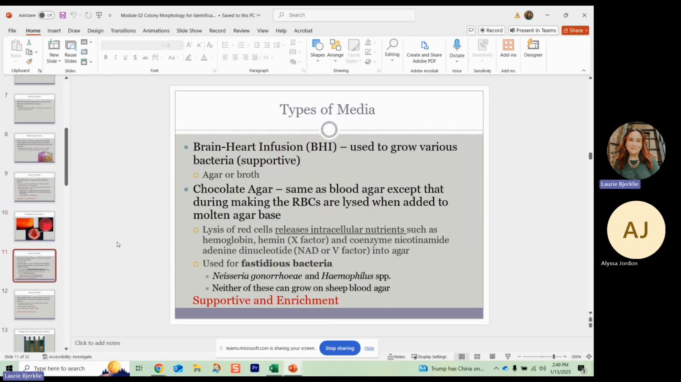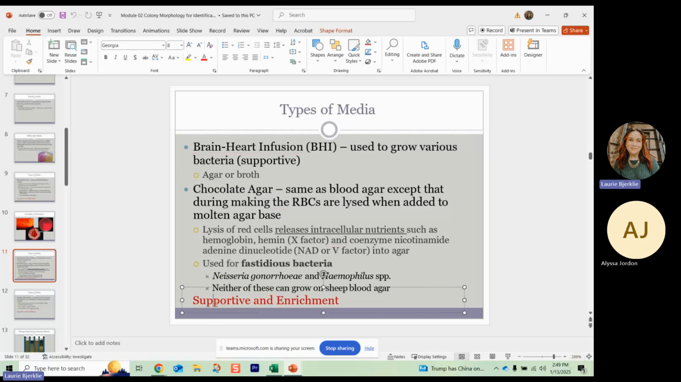All right. Brain heart infusion agar is an agar that is, again, a supportive agar. I don't care about it. I'm not going to talk about it. We're never going to play with it really. So it's just mentioned here. All right. Chocolate agar, very commonly used.